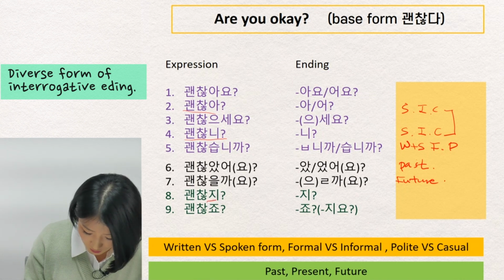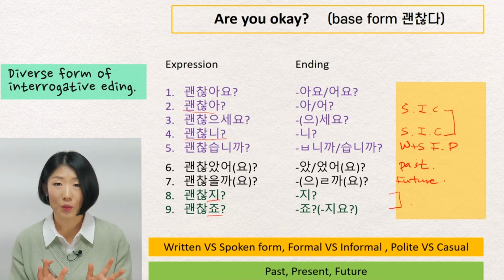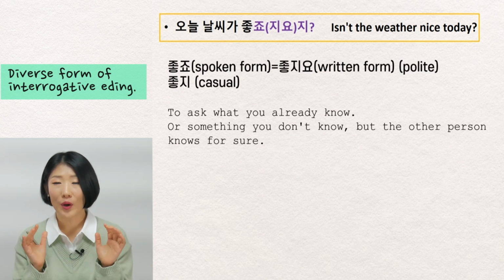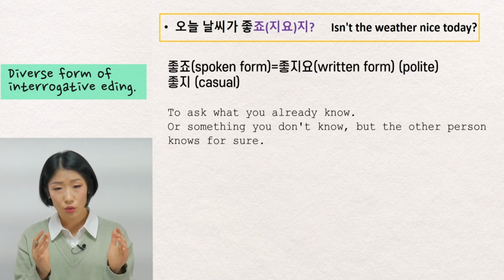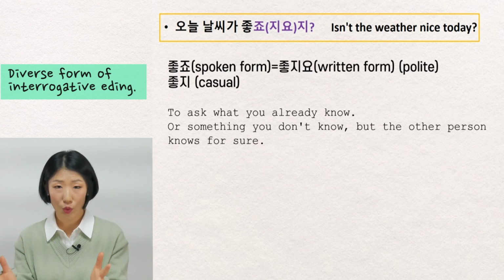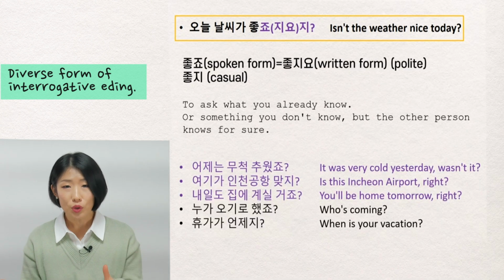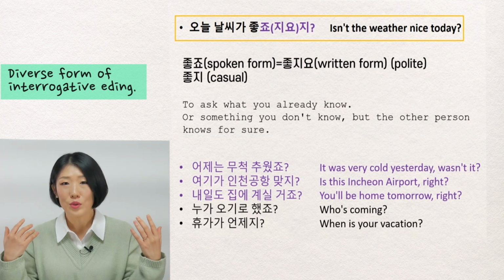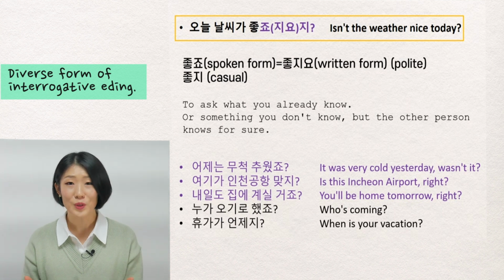Next one is 괜찮지? 괜찮죠? These two ending forms are almost the same. We use this ending form when you ask something that you already know, or when you ask something you don't know, but the other person knows for sure. Okay, let's see from the first sentence. Here, 어제는 무척 추웠죠 is describing yesterday's weather. And then I know, you know, this is just a good start line to make small talk, right?